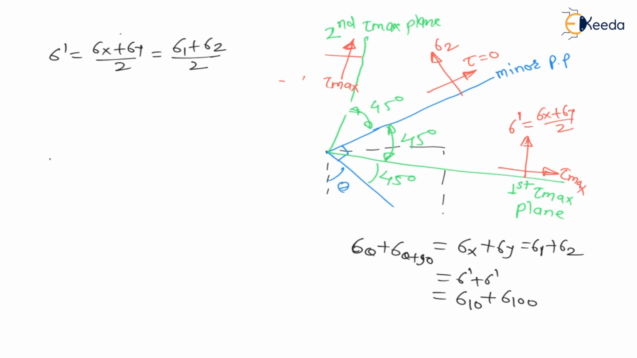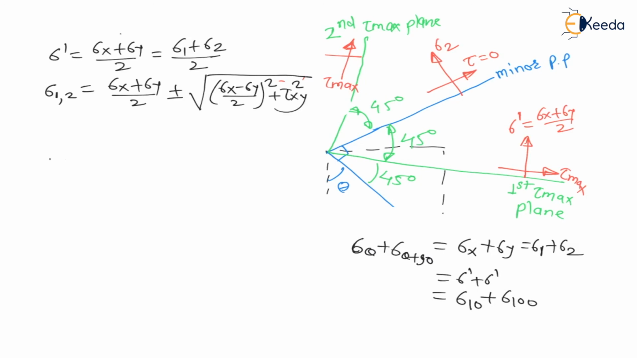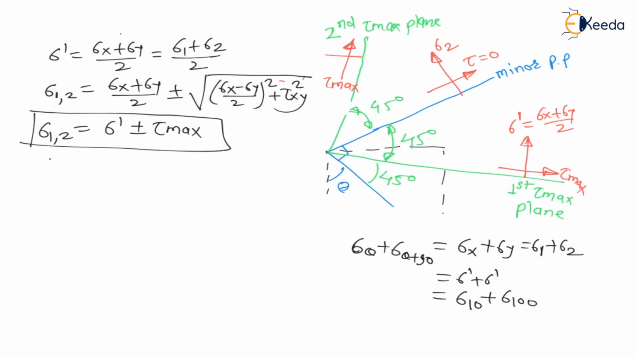Right, now come back to the initial formula. What are the principal stresses? That is sigma 1, 2 is equal to, formula is sigma x plus sigma y by 2 plus or minus under root of sigma x minus sigma y by 2 whole square plus tau xy square. Therefore, sigma 1, 2, I can write sigma x plus sigma y by 2 is sigma dash, normal stress acting on tau max plane, plus or minus under root of sigma x minus sigma y by 2 whole square plus tau xy square. This is tau max. Right, this is how we can write the formula of principal stresses.